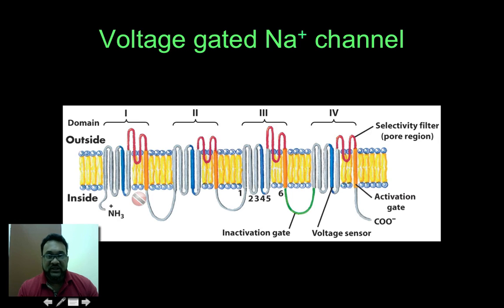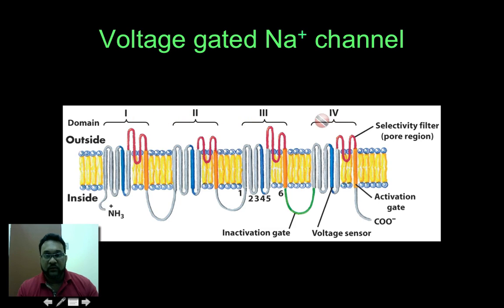Now, the voltage-gated sodium ion channel is made up of a few subunits. But the one of particular interest for us in biochemistry is the alpha subunit. So we're going to be looking at the alpha subunit. Now, the alpha subunit is made up of 4 homologous domains. So you have domain 1, domain 2, domain 3, and domain 4. So as I said, there are 4 homologous domains.